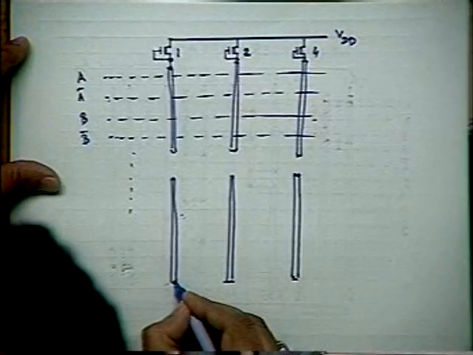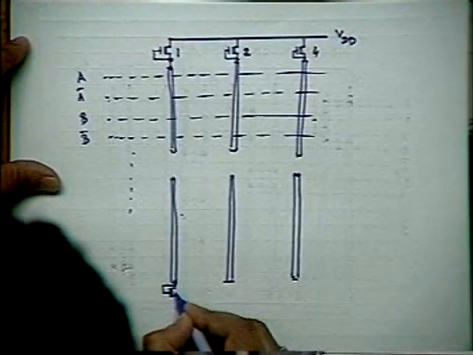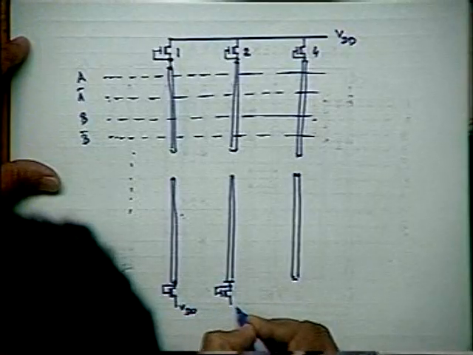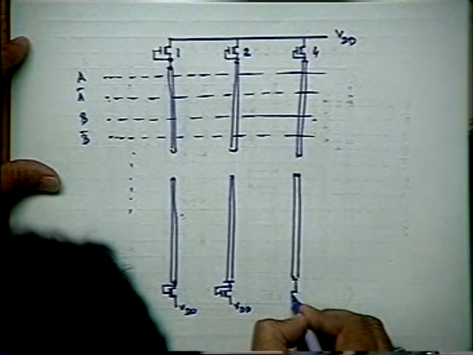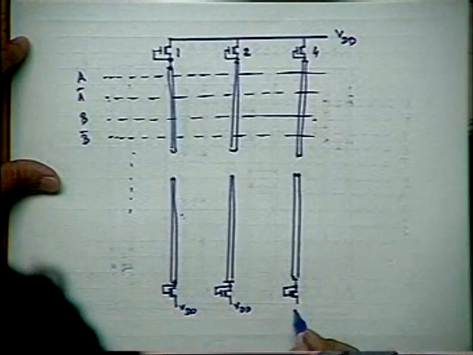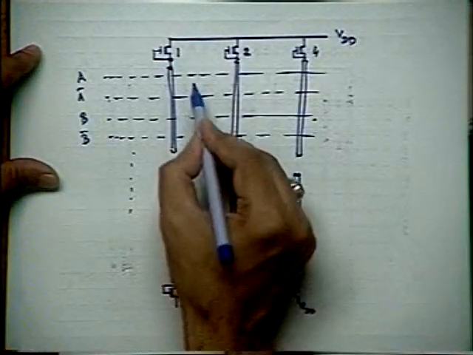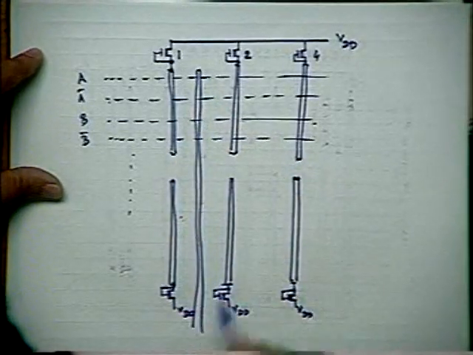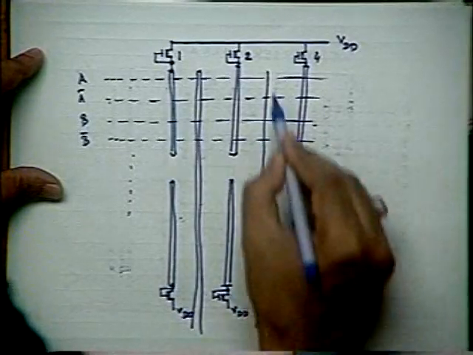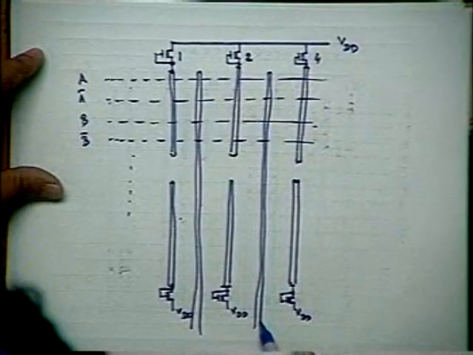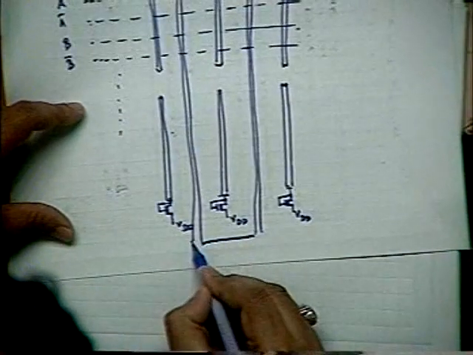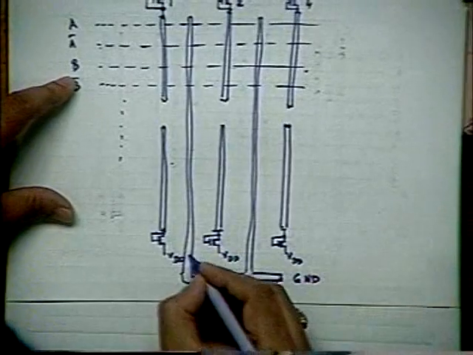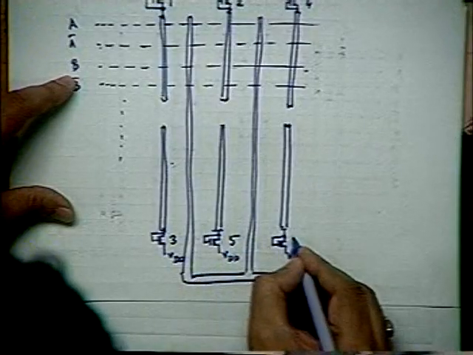And similarly, you have transistors here connected. Okay? And intermediately here, you place the ground lines. So these are for 3, 5, and 6.